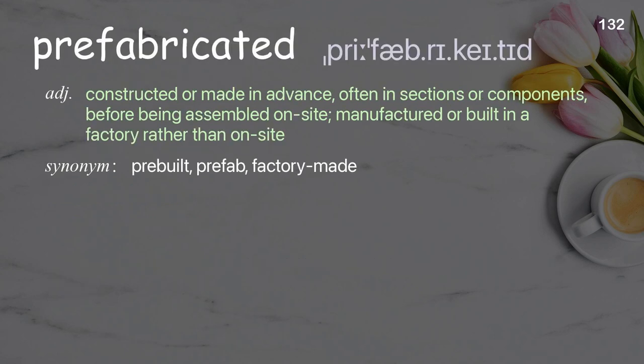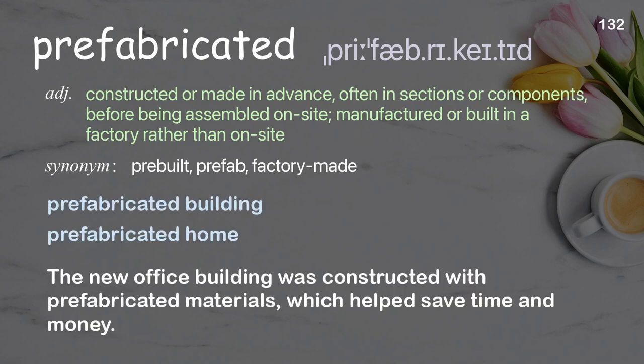Prefabricated. Constructed or made in advance, often in sections or components, before being assembled on-site, manufactured or built in a factory rather than on-site. Examples: prefabricated building, prefabricated home. The new office building was constructed with prefabricated materials, which helped save time and money.